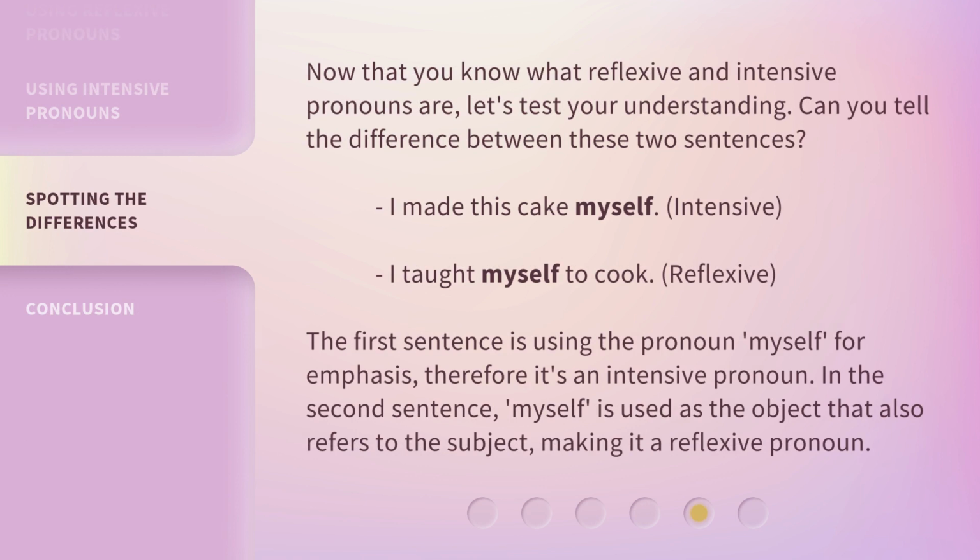Now that you know what reflexive and intensive pronouns are, let's test your understanding. Can you tell the difference between these two sentences? I made this cake myself. Intensive. I taught myself to cook. Reflexive. The first sentence is using the pronoun myself for emphasis, therefore it's an intensive pronoun. In the second sentence, myself is used as the object that also refers to the subject, making it a reflexive pronoun.